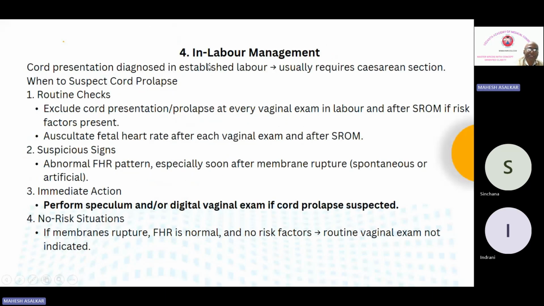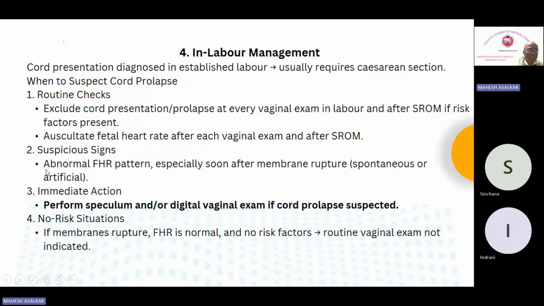Now, what is the management in labor? Cord presentation diagnosed in established labor usually requires cesarean section. Now, when to suspect cord prolapse? Routine checks: exclude cord presentation or prolapse at every vaginal examination in labor, and after spontaneous rupture of membranes if there are risk factors. So in patients with risk factors, always suspect and rule out cord prolapse. Then auscultate the fetal heart rate after each vaginal examination and after SROM.